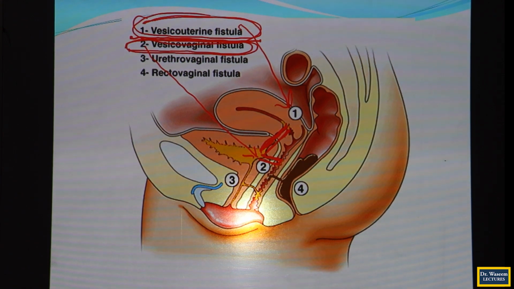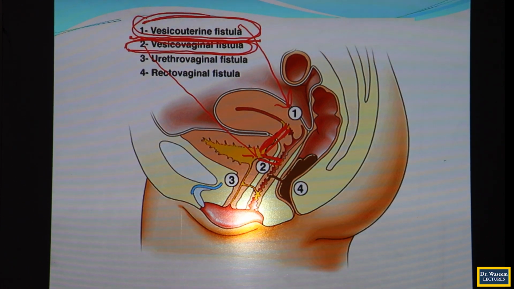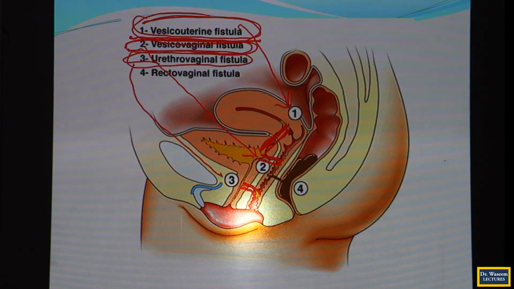Or in the lower part of the vagina, communication can develop due to sloughing of the anterior wall of the vagina and the posterior wall, this time, of the urethra. And here another communication can happen. This is between the vagina and the urethra. This is called urethro-vaginal fistula. This is also common. The third one is this.